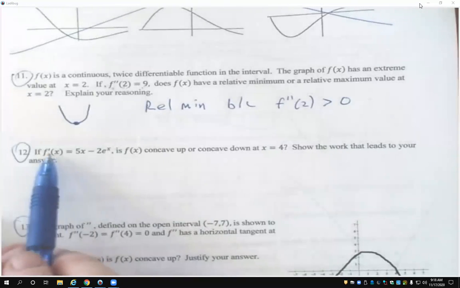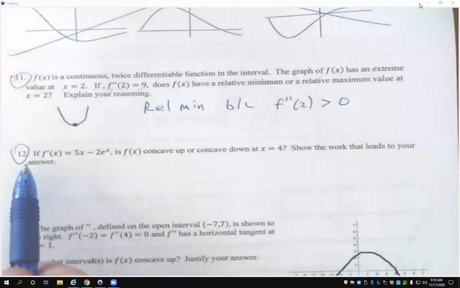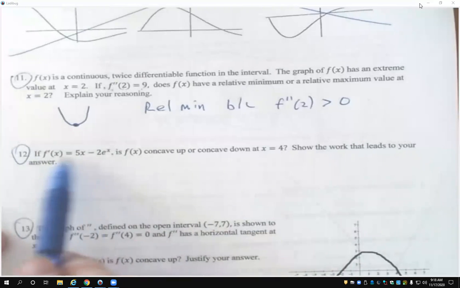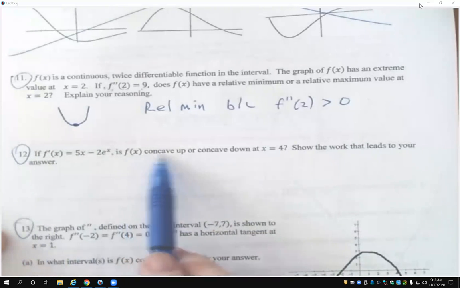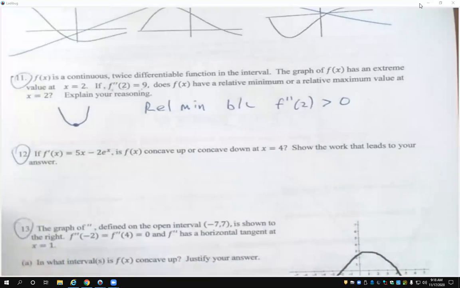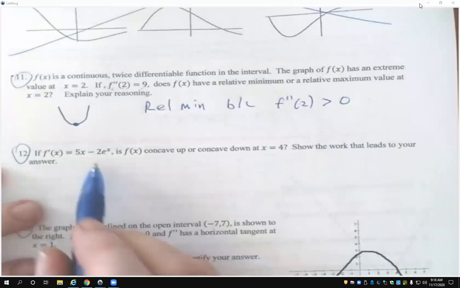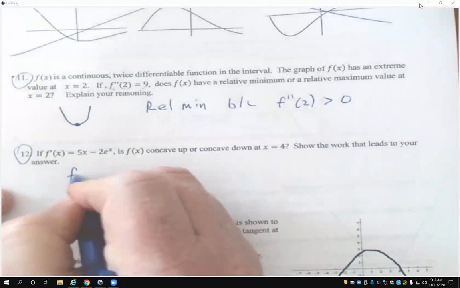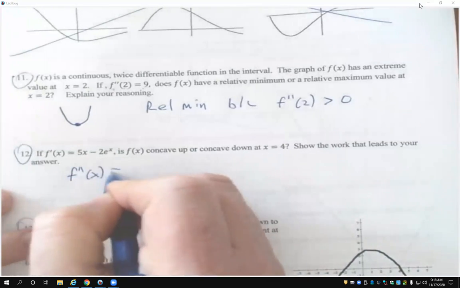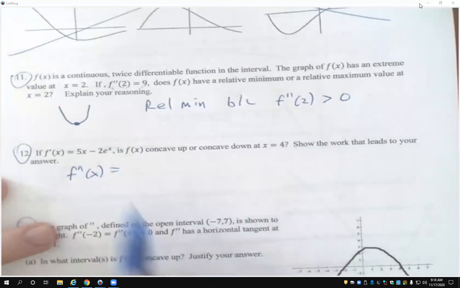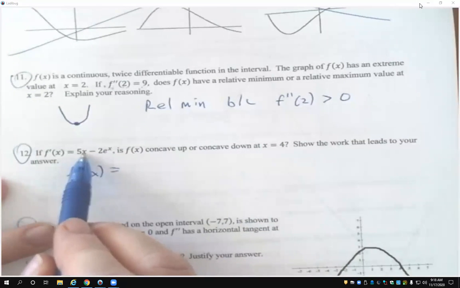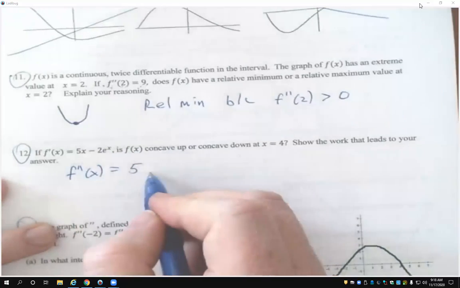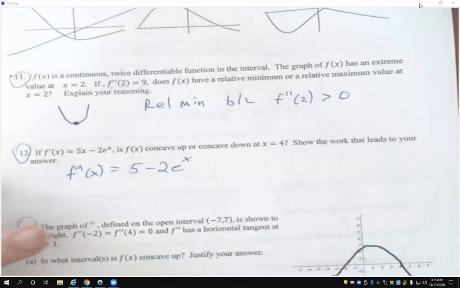All right, number 12 says f prime is this function. This is a derivative, not an original function. Is f of x concave up or concave down at 4? Show the work that leads to that. Well, what tells me if I'm concave up or concave down is my second derivative. Okay, so I'm going to find my second derivative and then plug in 4. The derivative of 5x is 5. And the derivative of 2e to the x is 2e to the x.